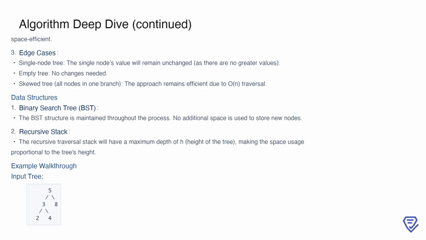The recursive stack used during traversal ensures that the space complexity remains proportional to the height of the tree, making it highly efficient. Now, let's take a look at a concrete example to see how this algorithm transforms a BST into a greater sum tree. Consider the input tree with the structure 5 as the root, with 3 and 8 as its children, and 2 and 4 as the left and right children of 3, respectively. We'll walk through the transformation step by step.